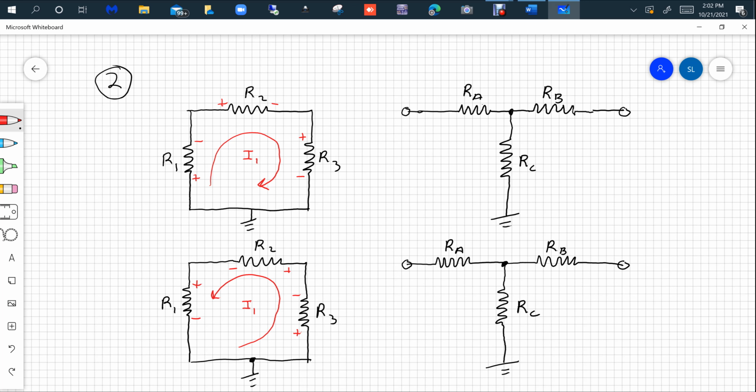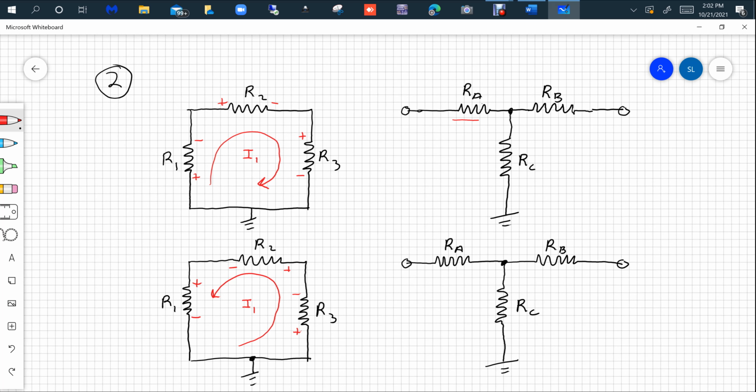What about these circuits on the right here? Let's say you assign current going in that direction, and let's say you assign current going in that direction, and let's say you assign current going in that direction. Before you start your nodal analysis, you have to put a plus here and a minus there, and a plus here and a minus there, and a plus there and a minus there. Always show that passive sign convention.